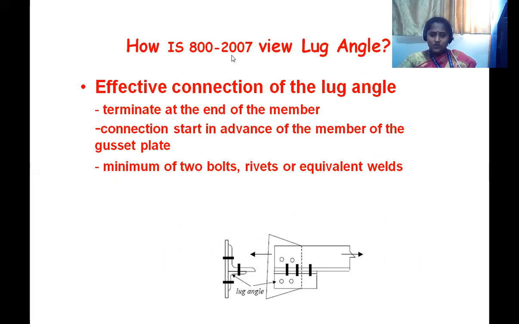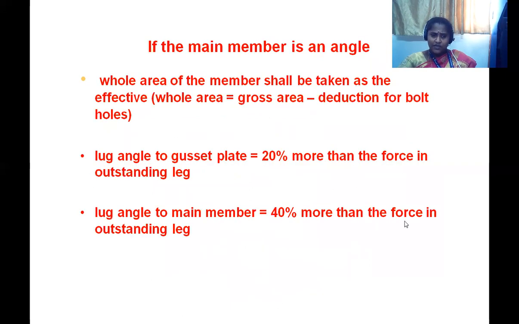How does IS 800:2007 treat the lug angle? It gives an effective connection, and it will terminate the end of the member. The connection starts in advance of the member, equal to the gusset plates. A minimum of 2 bolts, rivets or equivalent welds can be given.